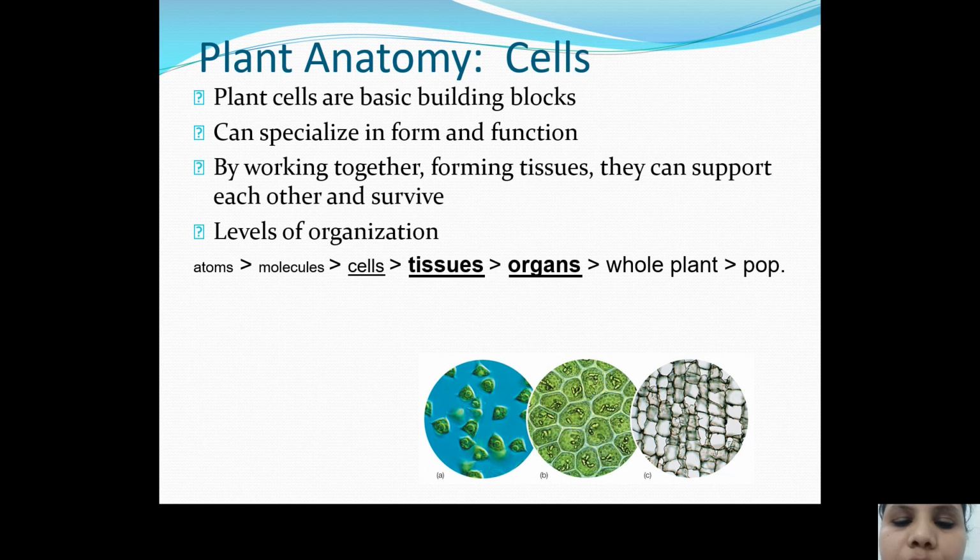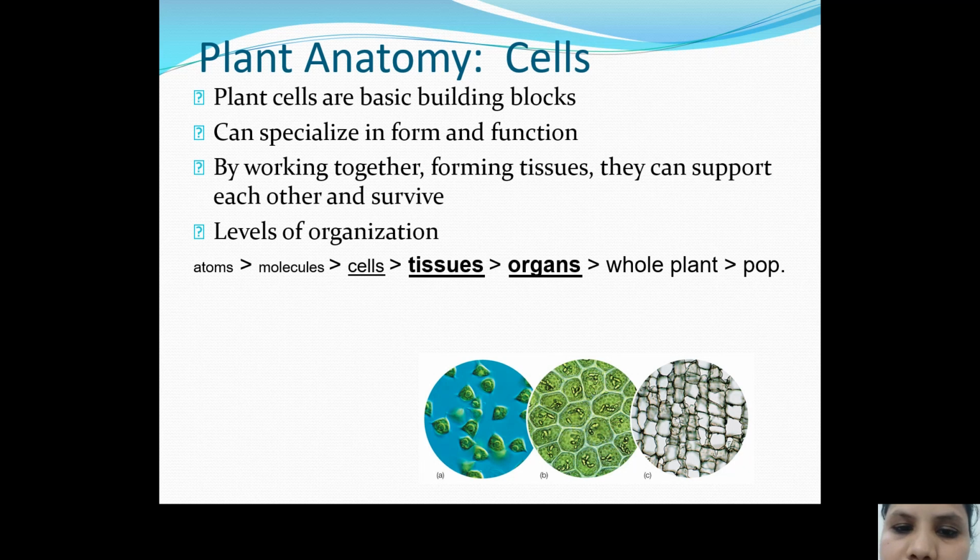Now, before getting into the topic, let's see the role of cells. What are they? What level of organization do they form? And we are going to study about the tissues which play a major role and support the plant body. Now, the plant cells are the basic building blocks. They specialize in form and function. By working together, they form tissues and they can support each other and survive.